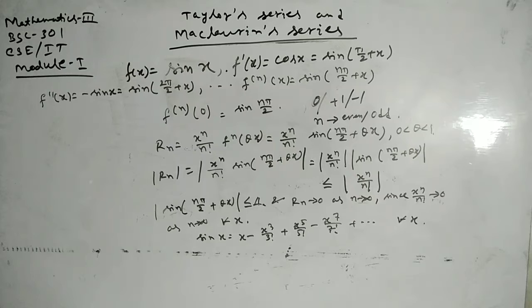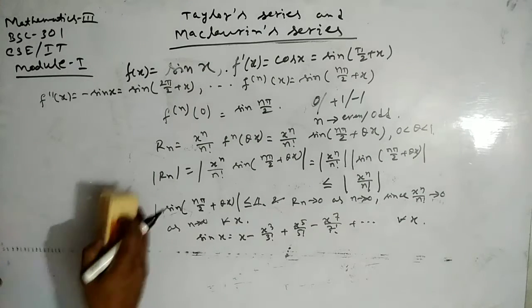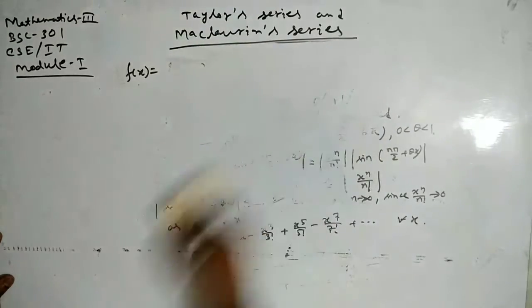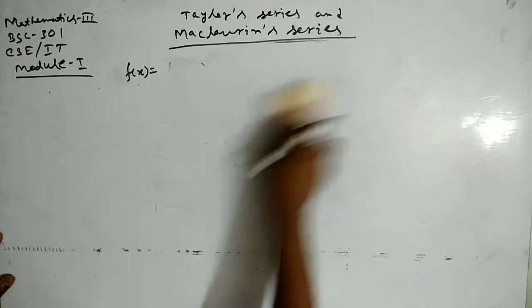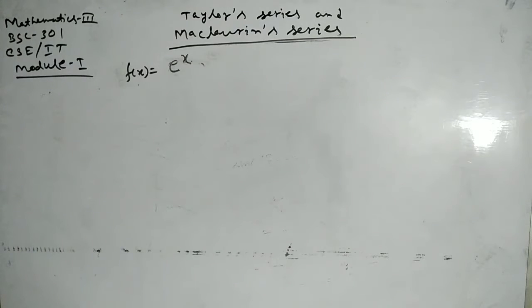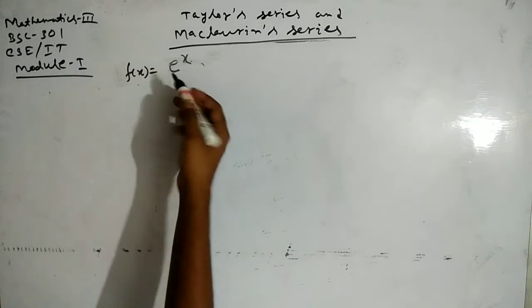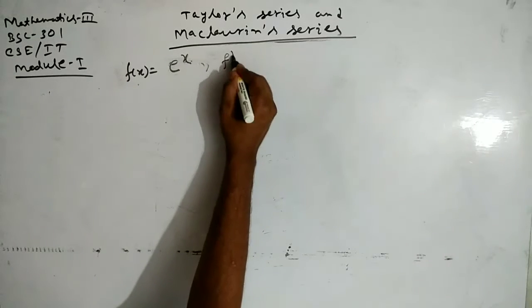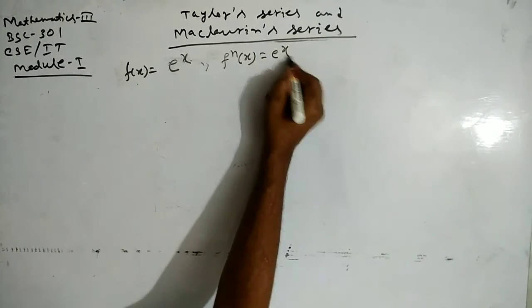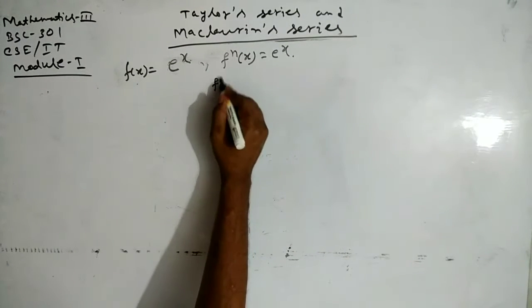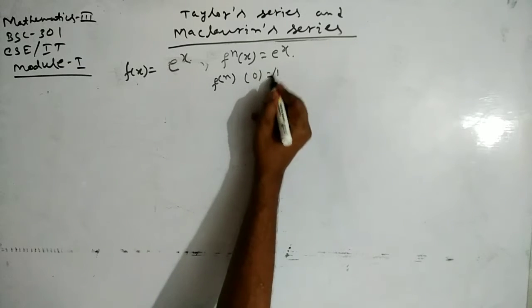I'll consider another function, that is e to the power x. Since we know that the derivative of e to the power x is e to the power x, the nth order differentiation of e to the power x will be e to the power x. Now if we put x equal to 0, this will be 1.